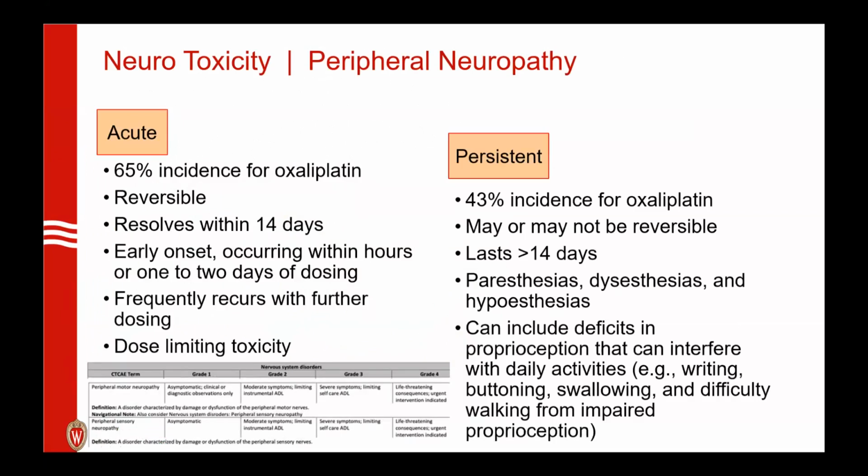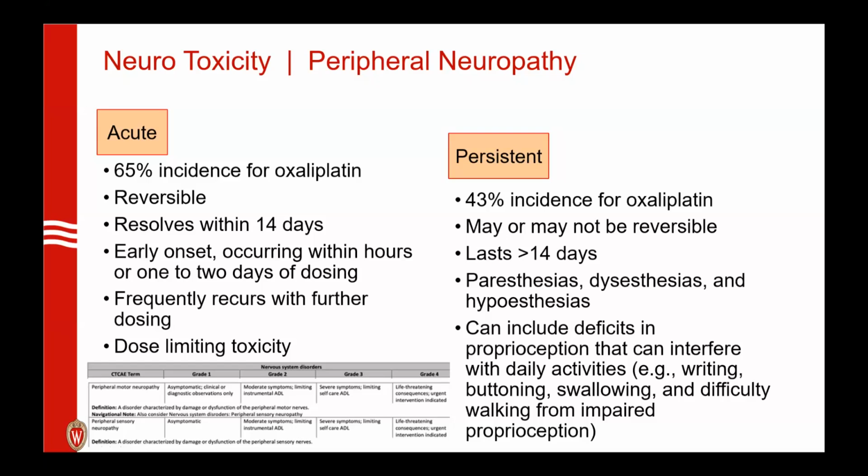Moving on to our next topic, neuropathy. These drugs, the platinating agents, are so common, several hundred patients a year. And so we'll hear about this adverse effect more because so many people are treated. There's both acute peripheral neuropathy and persistent peripheral neuropathy. Acute oxaliplatin is the highest incidence. It also happens with both carbo and cis. Reversible, resolves in 14 days.